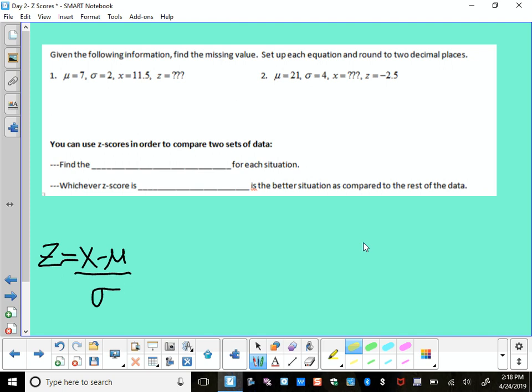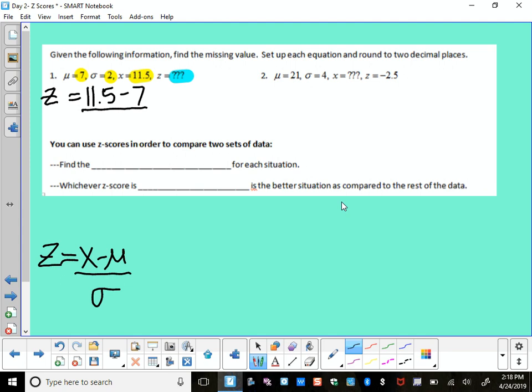Look at number 1. What's my mean? 7. What's my standard deviation? 2. What's my data point? 11.5. They want us to find the z-score. So in order to find the z-score, I have my formula. Z equals, what's your x? 11.5 minus, what's the mean? The U, right? There it looks like a U, but I think it looks like an M sometimes. And what's my standard deviation?